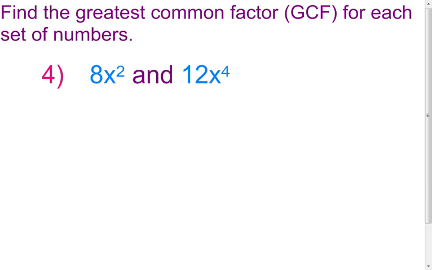In my next one now, first of all, I will deal with, again, just the numbers. So I have 8 and 12. So 8, we know, can be 1 and 8, and 2 and 4. And 12, we know, can be 1 and 12, 2 and 6, 3 and 4. And the biggest number that's on both of those lists, of course, is 4. The biggest number that goes into 8 and 12 would be 4. So my greatest common factor number-wise is 4.